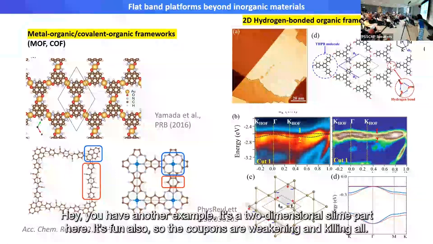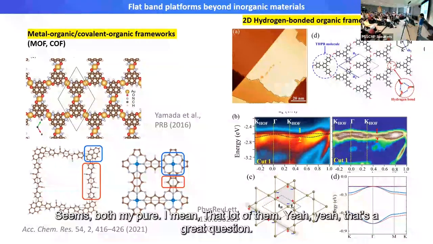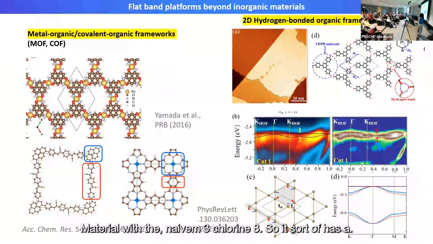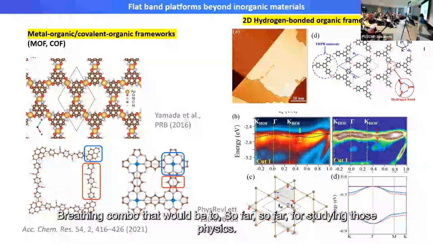Yeah, you have another example with a two-dimensional flat band here. I wonder how many of them are van der Waals. It's a van der Waals material, so the couplings are weak, and since those materials can be put on other substrate systems, there's a lot of freedom to control. Yeah, that's a great question. I'm aware of one material, though I didn't have the crystal structure here. There's one material, niobium 3 chlorine 8. It has a breathing kagome lattice, and that would be the van der Waals material so far for studying those physics.